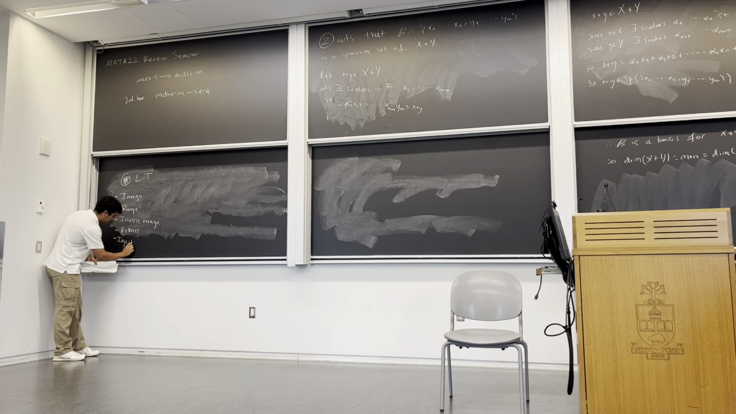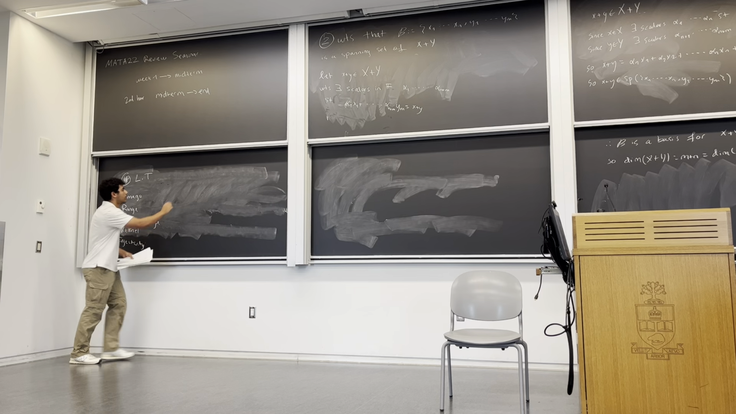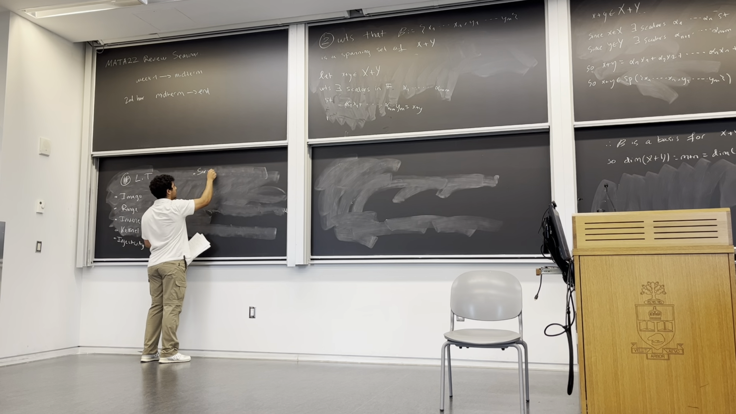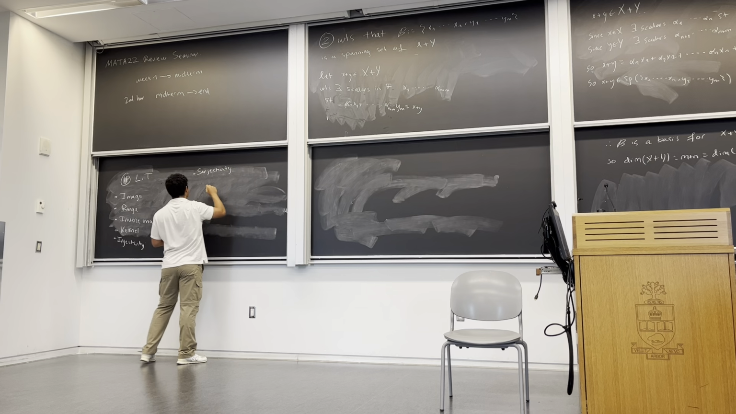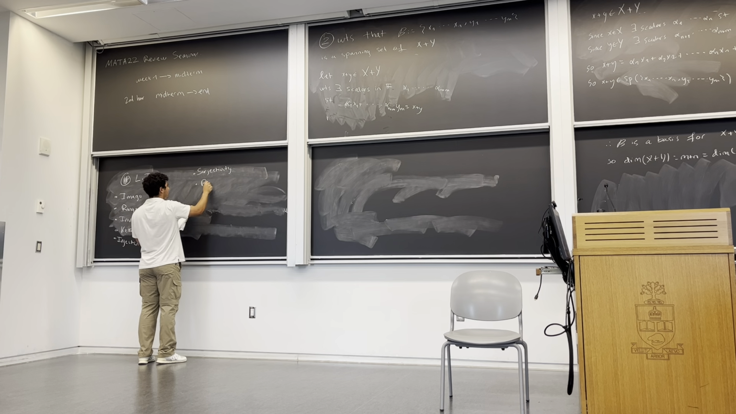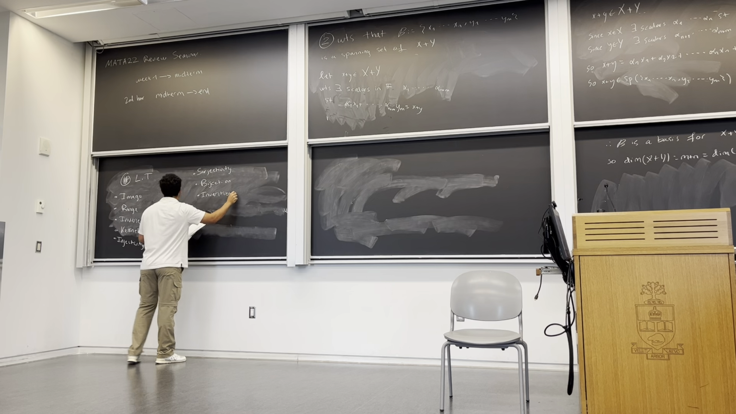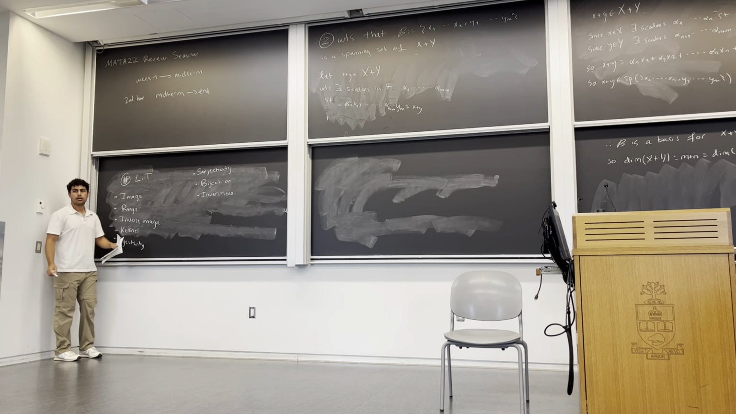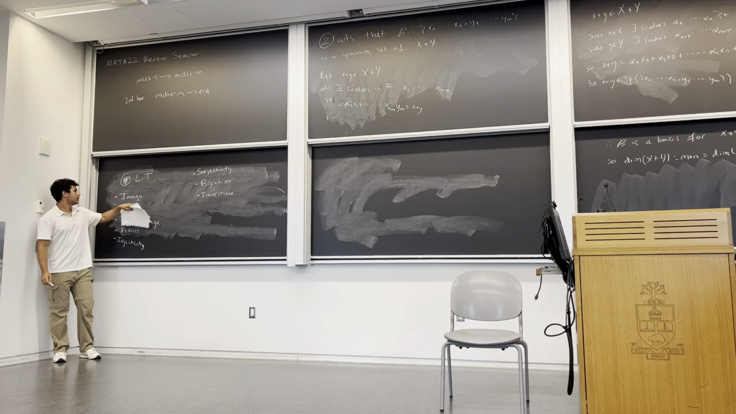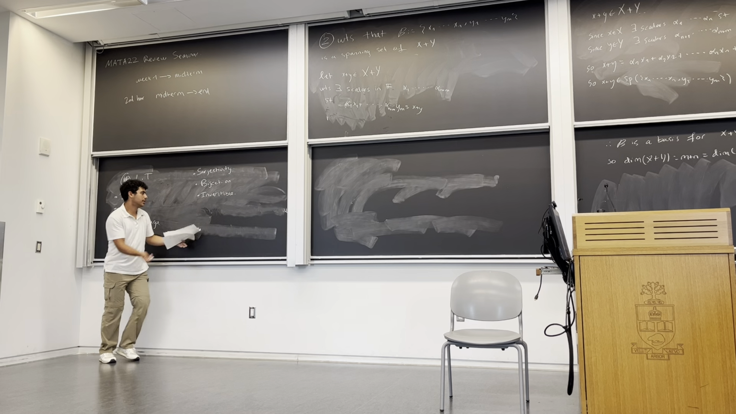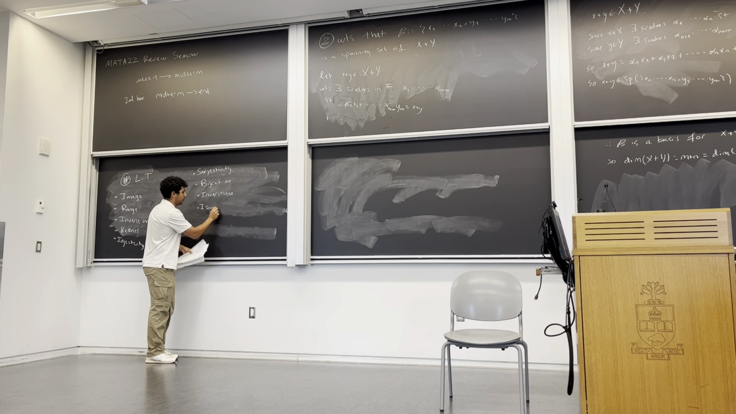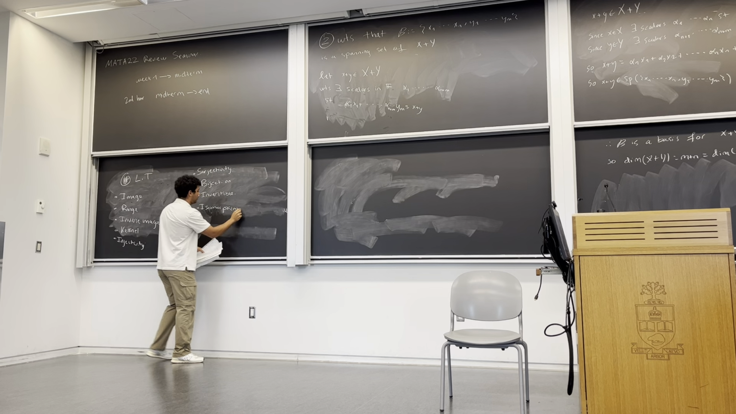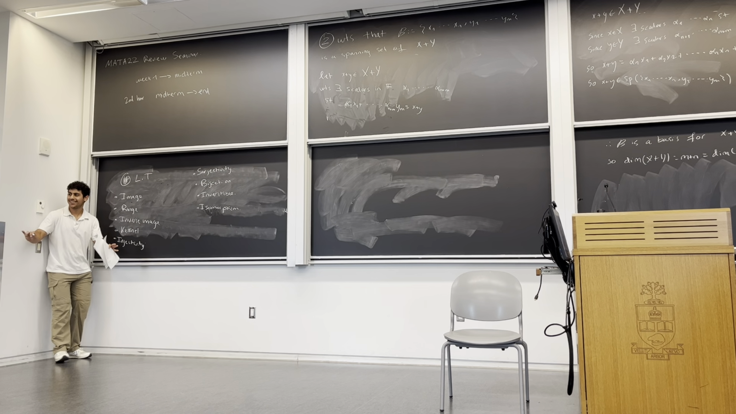Injectivity. Surjectivity. Bijection. And then invertible. What about matrix? Matrix is later. Isomorphism will also be later. You can add it if you want to.